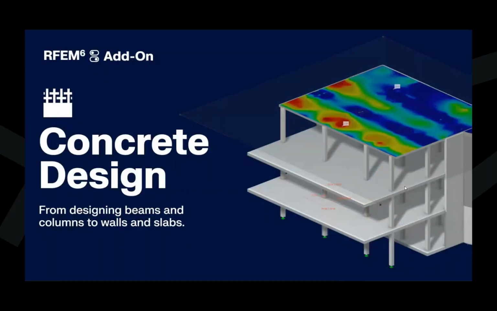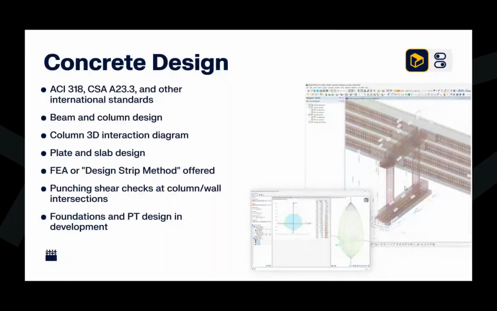Moving forward to the concrete design add-on. So this allows us to carry out the reinforced concrete design from everything from beams and columns to walls and slabs. The ACI 318 and the CSA A23 are fully implemented here, as well as other international standards that we offer. So as mentioned, we can input in the reinforcement and get full design according to these codes for beams and columns. If we do have a column, the column 3D interaction diagram, as you see here on this slide, will be available to you as well.